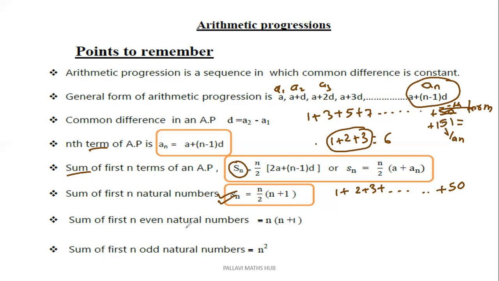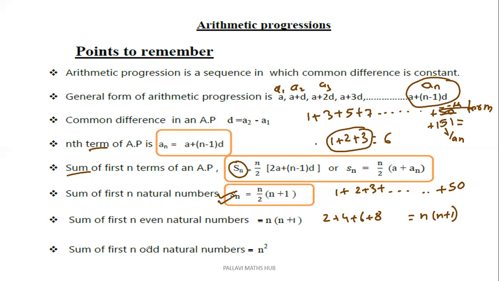Next, sum of first even natural numbers. Even natural numbers means 2 plus 4 plus 6 plus, here also continuous, is it right? So sum of the first n even natural numbers. So what is the formula? N into n plus 1. Okay.